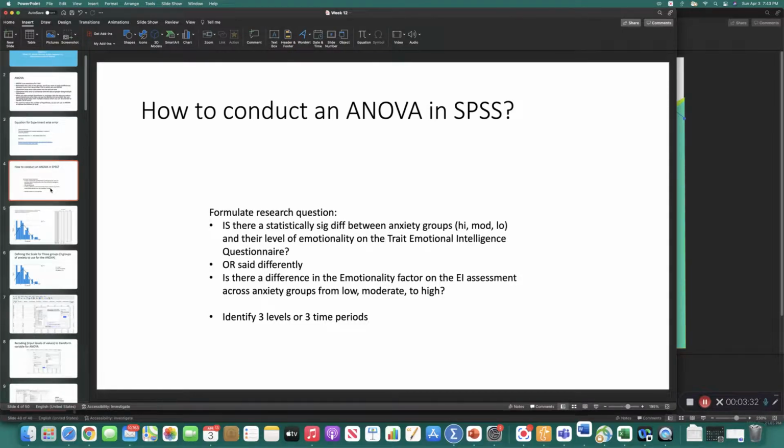Or another way to say this research question is, is there a difference in the emotionality factor on the emotional intelligence assessment across anxiety groups from low, moderate to high? So we want to identify either 3 levels of a variable or 3 time periods, because remember the ANOVA is going beyond the t-test to compare more than 2 groups or more than 2 levels.